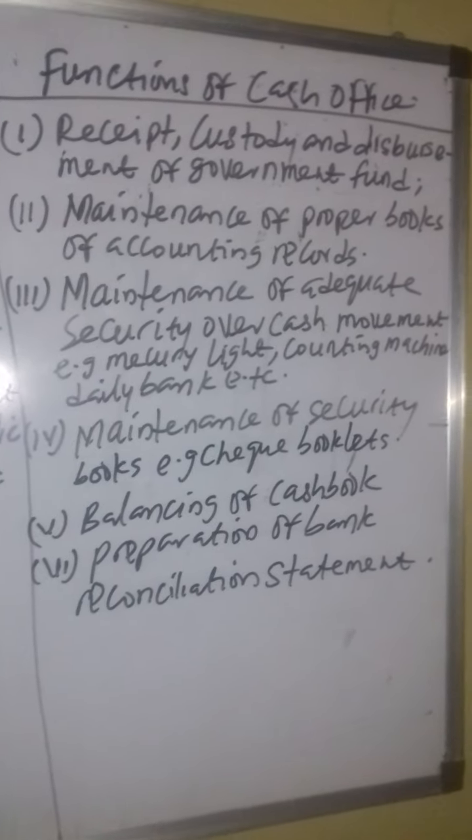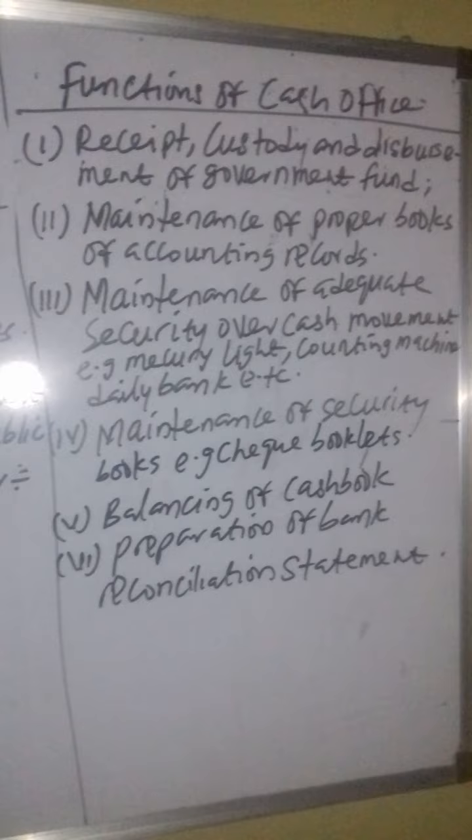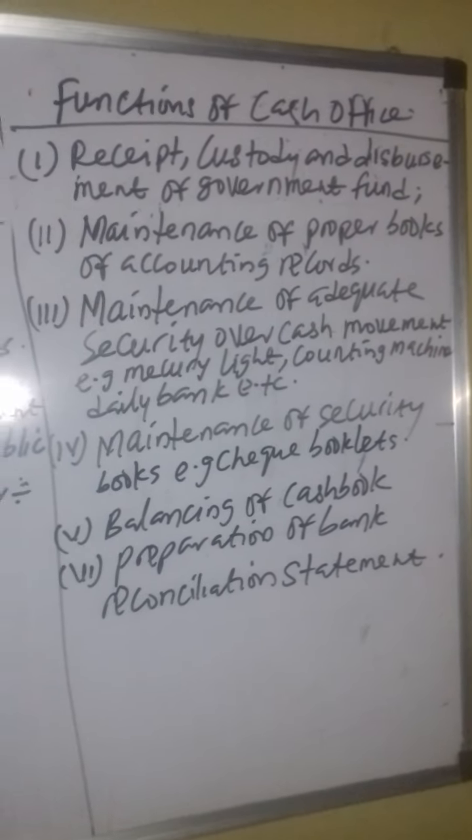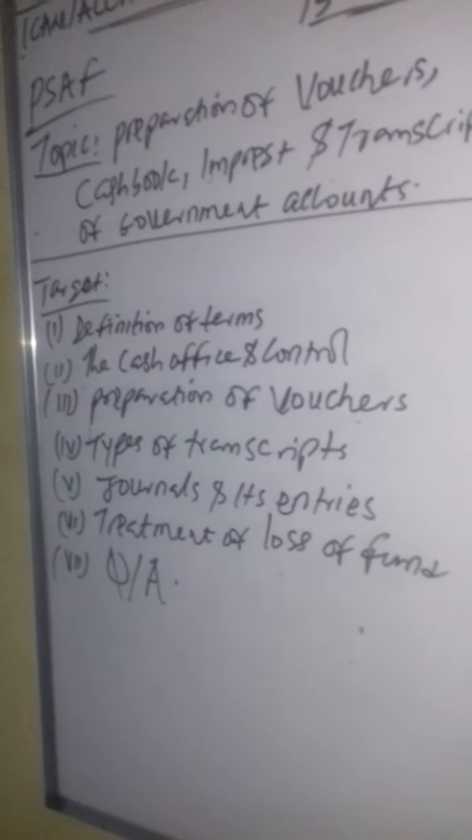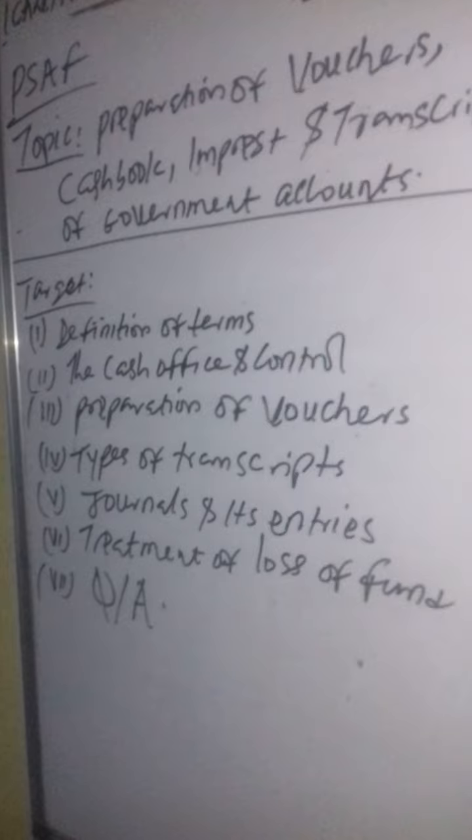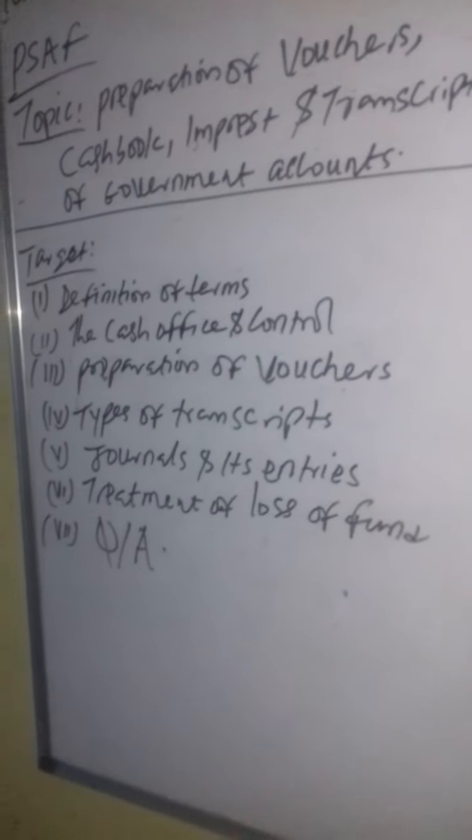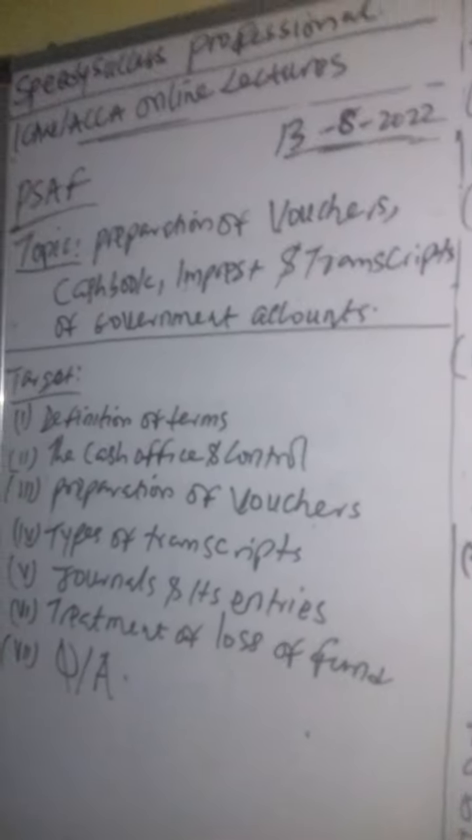Ladies and gentlemen, when we meet in the next class, we'll be looking at some of the controls that are done on cash, and then we move to other parts of the lecture, which include preparation of voucher, types of transcripts, journal and its entries, and loss of funds, how it is treated in government.